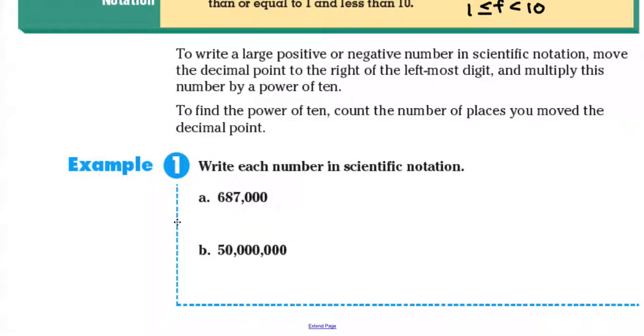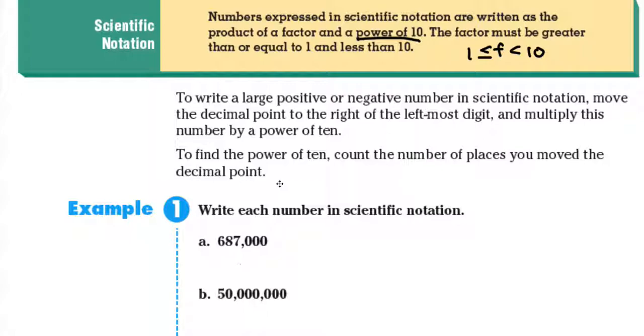Write each number in scientific notation, 687,000. Again, our definition says that for a number to be in scientific notation, it has to be a product of a factor and a power of 10, and the factor must be greater than or equal to 1 and less than 10. So in this case, 687,000 can be written as 6.87 times 10 to the 5th power.